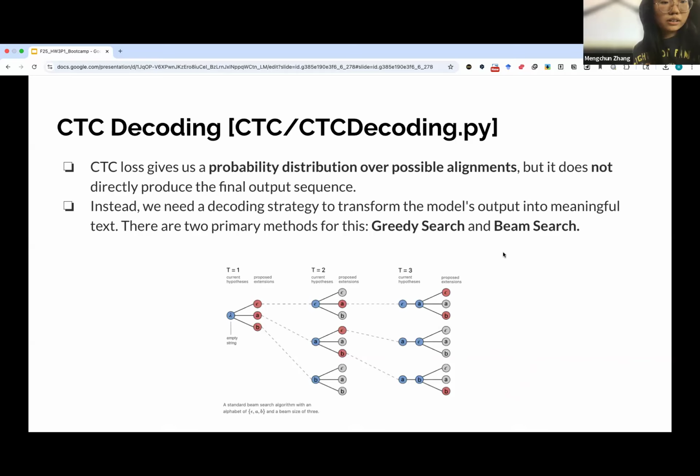Okay, so as long as we calculate the CTC loss, the CTC loss only gives us a probability distribution over the possible alignments, but it does not directly produce the final output sequence. That means we need a decoding strategy to transform our model's output into meaningful text. There are two main ways for this. One is greedy search, and the other is beam search. In this homework, we will let you implement both of them.